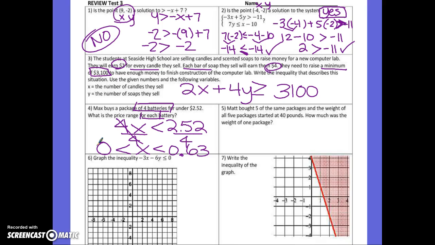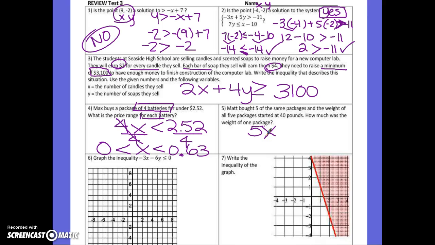Matt bought 5 of the same packages and the weight of all 5 packages started at 40 pounds. So 5 of all the same packages, all 5 packages. Okay, how much was the weight of one package? So 5 of the same package. We don't know the price. Wait, no. We don't know the weight. So 5 times the weight of each package.